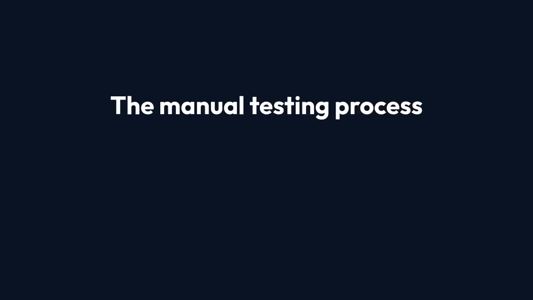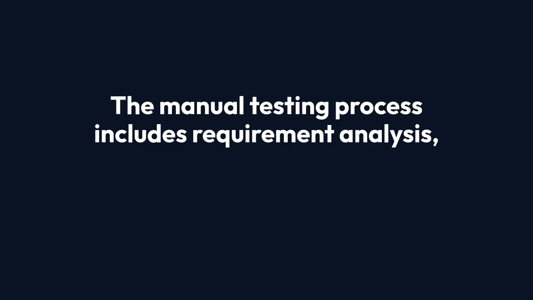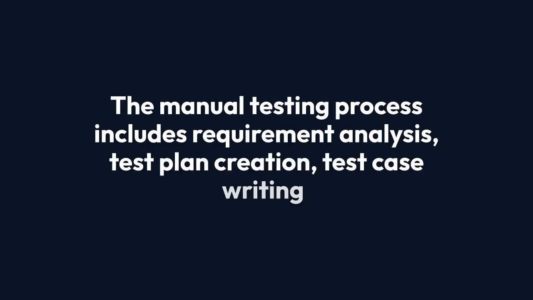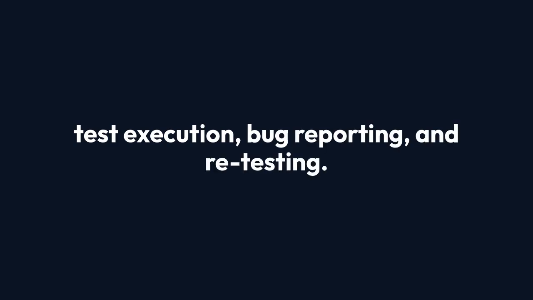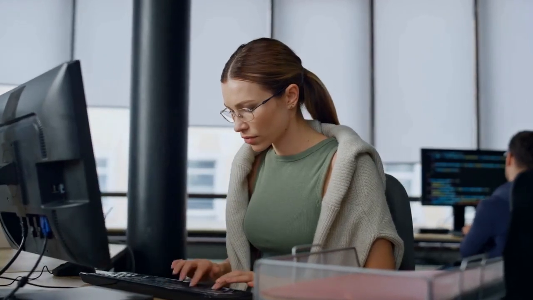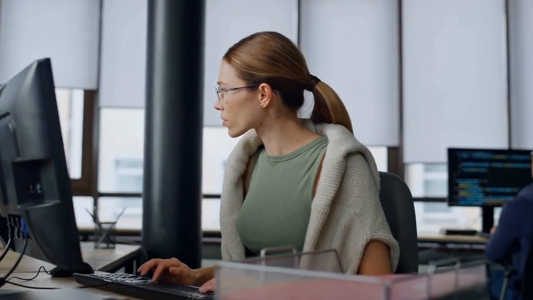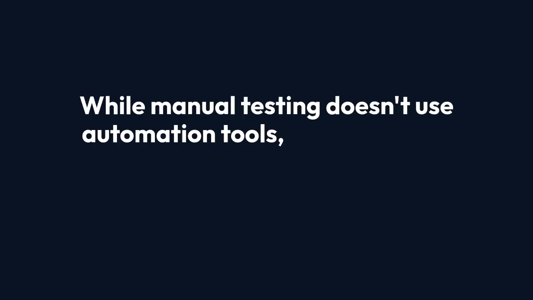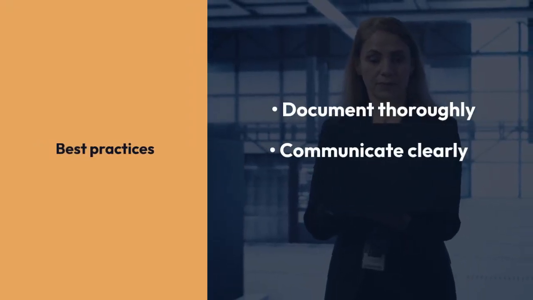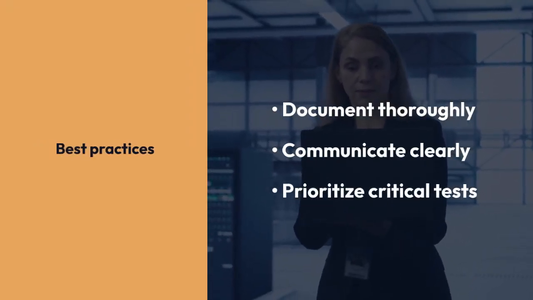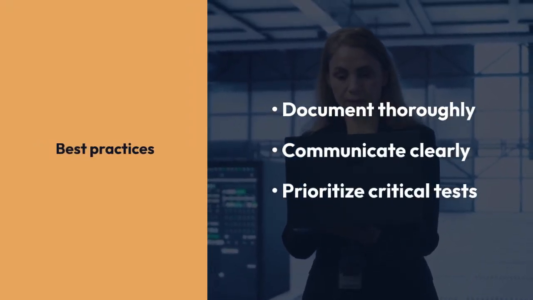The manual testing process includes requirement analysis, test plan creation, test case writing, test execution, bug reporting, and retesting. Tools like Jira help track issues, ensuring thorough testing and quality results. While manual testing doesn't use automation tools, testers rely on tools for management and tracking. Follow best practices, document thoroughly, communicate clearly, prioritize critical tests, and report bugs with clear steps.